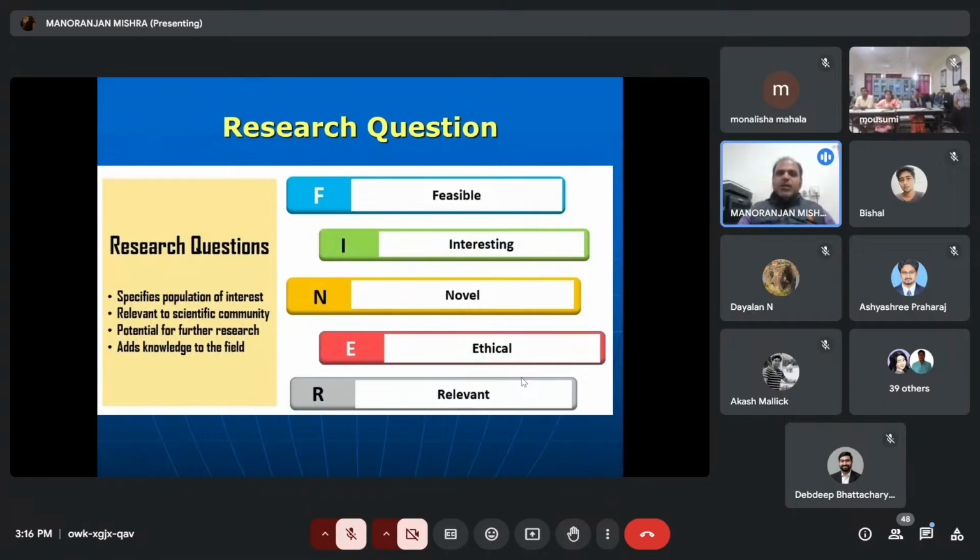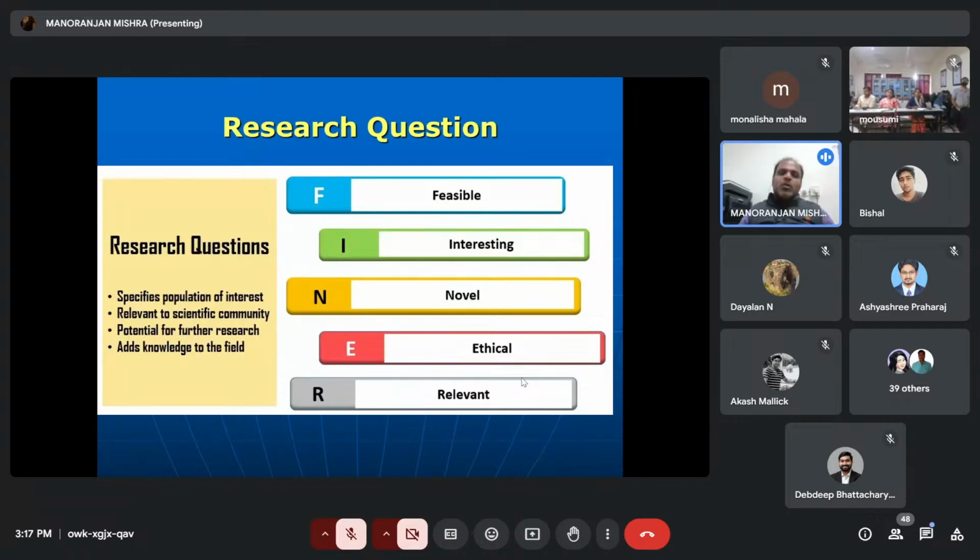When I say research question, it should be feasible, according to your expertise. So you should go for a research problem which is feasible, or develop a research question which is doable. Then it should be interesting. It should not only create curiosity inside you, but also in the people who will be reading your paper, so that they read your whole text. Then it should be novel. Right now we talk about innovation and creativity, so it's about originality.